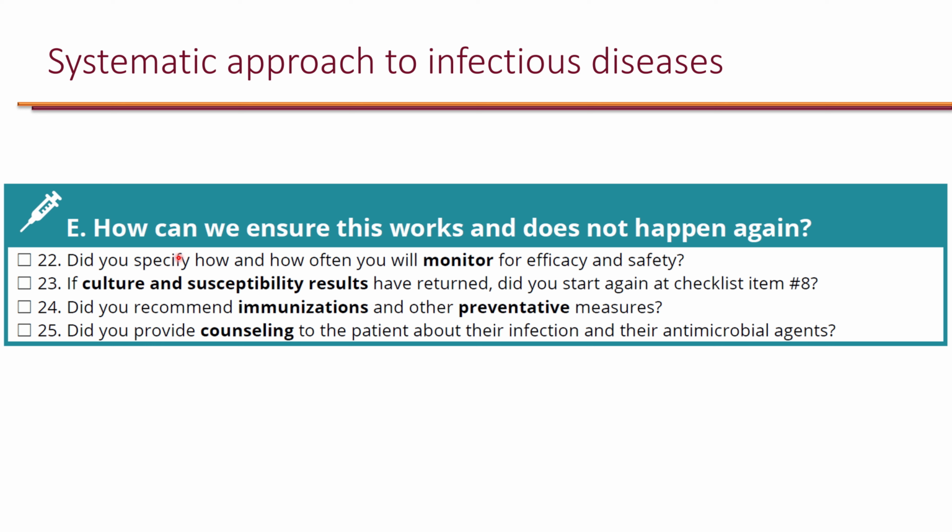The last thing that we should consider is how we can ensure this works and does not happen again. So we do want to specify how and how often we'll monitor for efficacy and safety. If cultures and susceptibility results have returned, you do want to go back to number 8 and start from number 8 in order to optimize the dose and regimen. And did you recommend immunizations and other preventive measures?